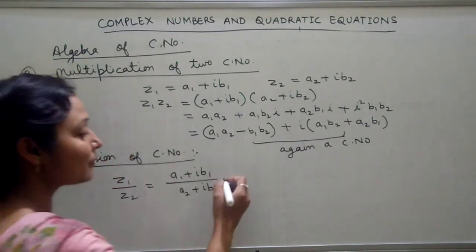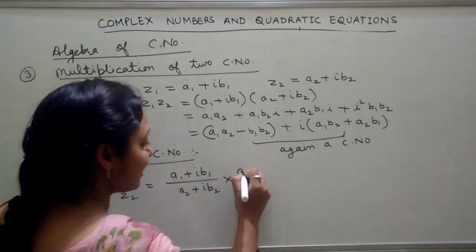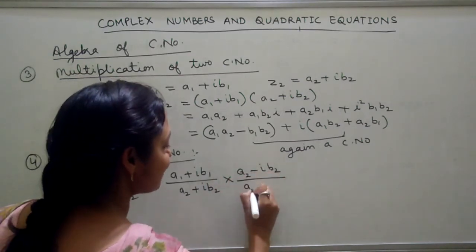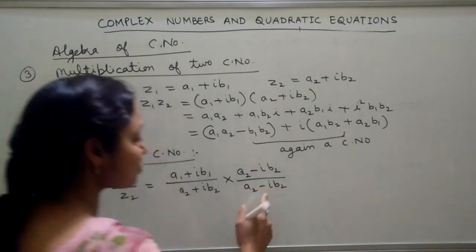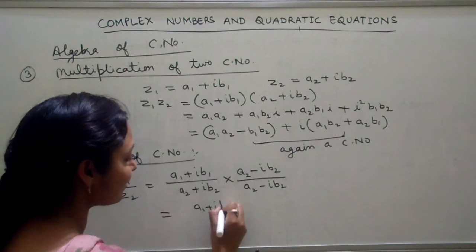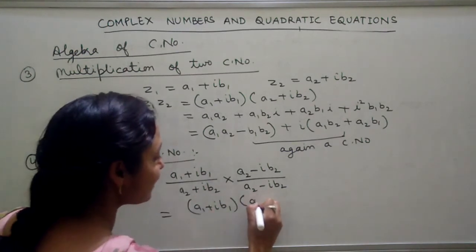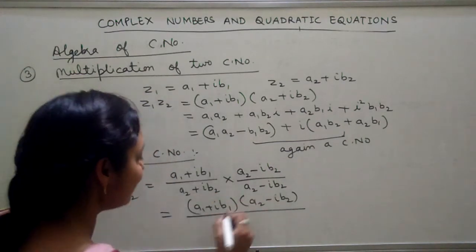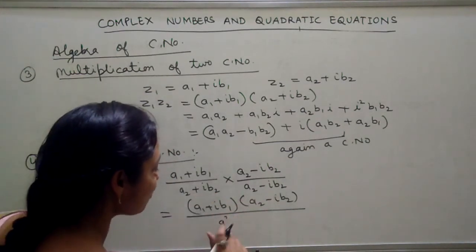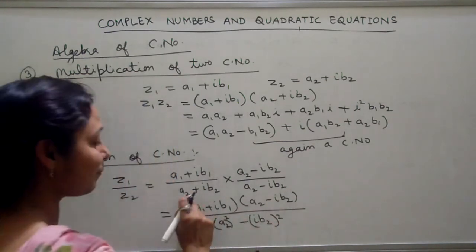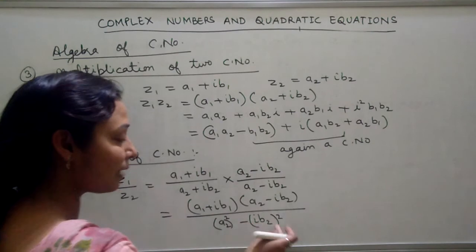For this purpose we have to rationalize: multiply by the same number with the opposite sign, so that there is no iota in the denominator. This one, a1 plus iota b1, times a2 minus iota b2, divided by a2 whole square minus iota b2 whole square. Because (a plus b)(a minus b) is a square minus b square.